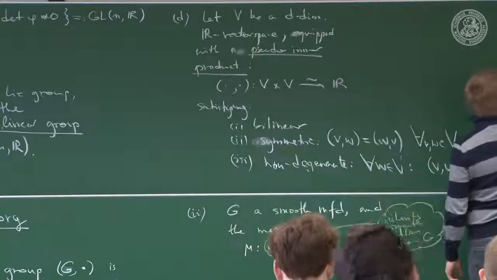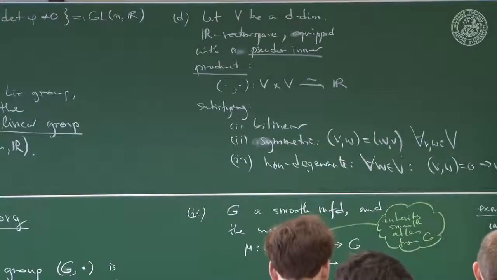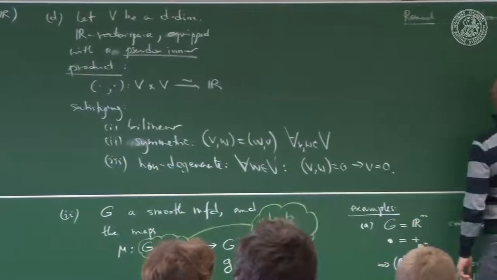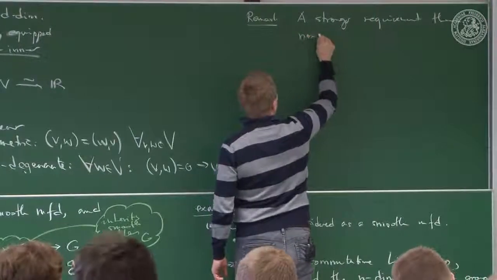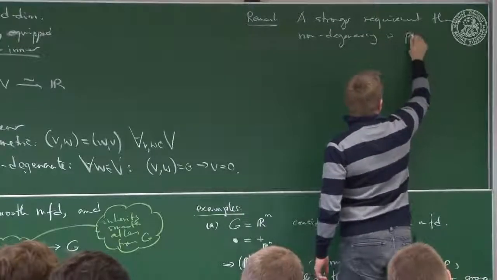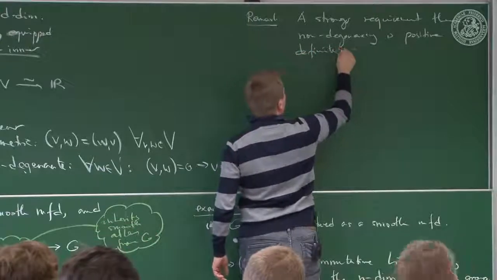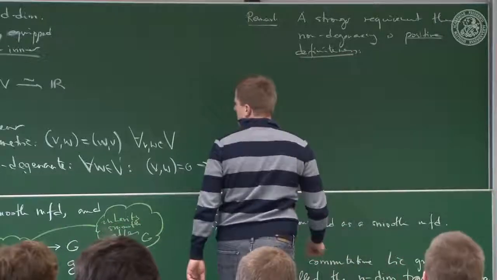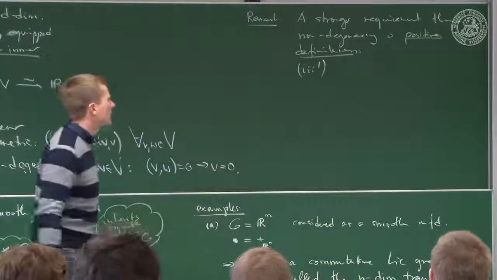And there is a stronger form of non-degeneracy, and that is positive definiteness. So let me give this as a remark. A stronger requirement than non-degeneracy is positive definiteness. And positive definiteness would replace 3, would make it stronger. So let's call it 3 prime.